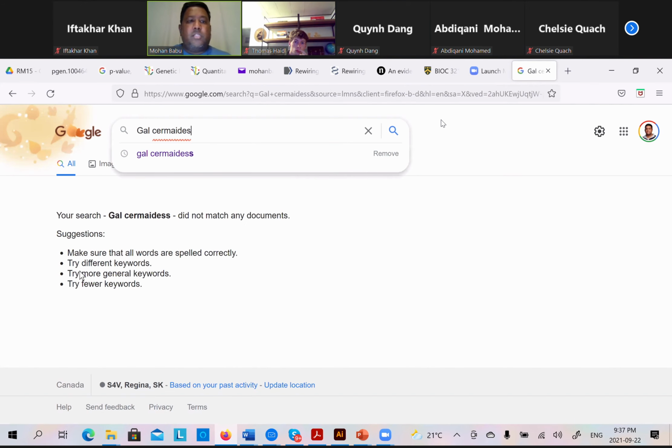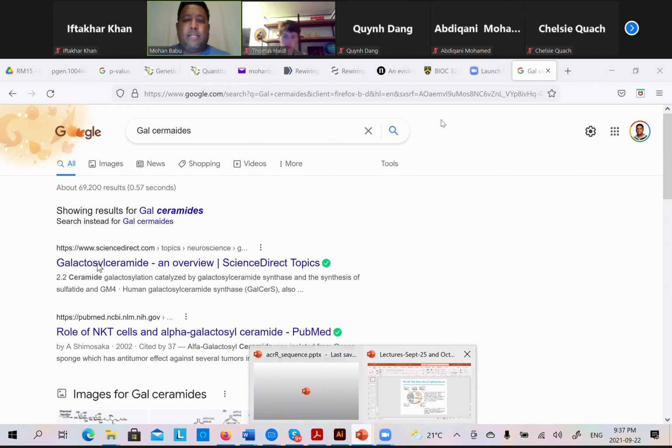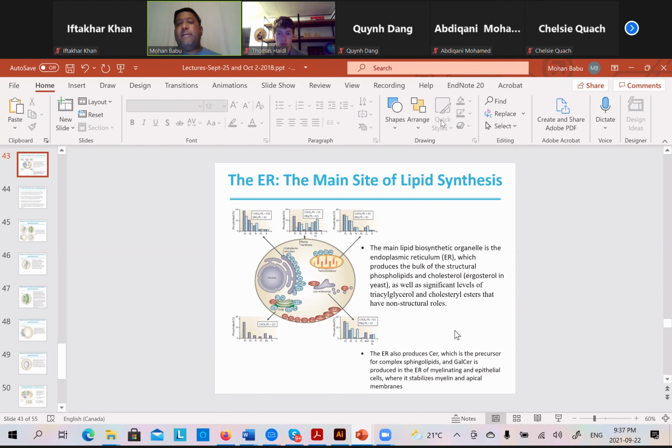Yeah, so these are galactosyl ceramides. The GAL ceramides are galactosyl ceramides. So the main lipids are the structural phospholipids and the cholesterol made in the ER, and the ER also produces ceramides, which are a precursor of the complex sphingolipids called galactosyl ceramide. These are produced in the ER of the myelinating and epithelial cells.